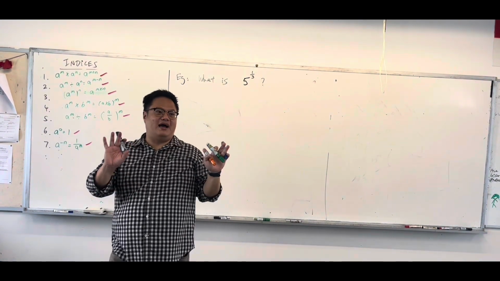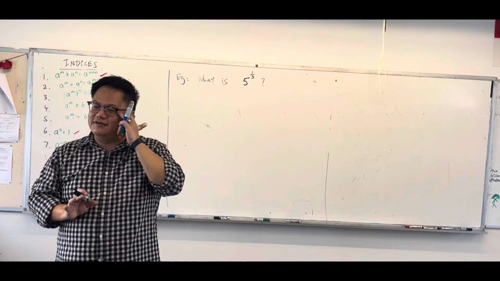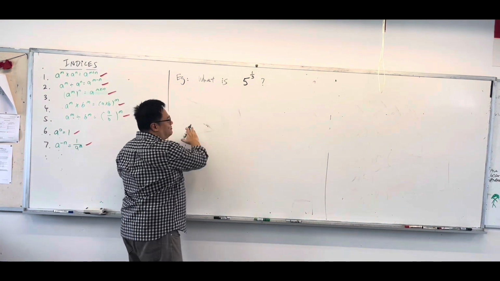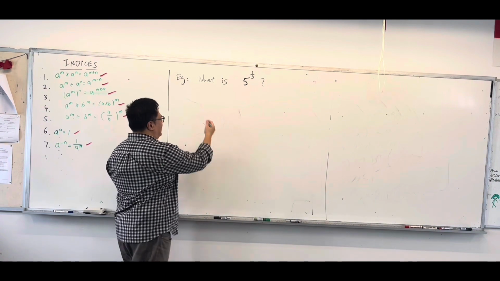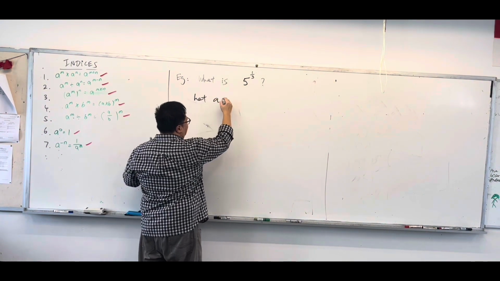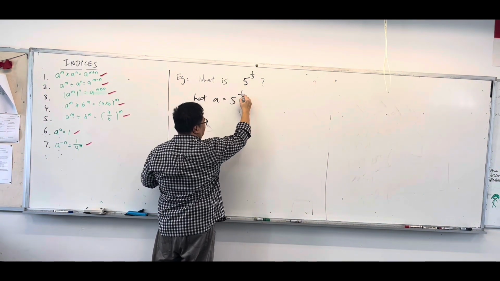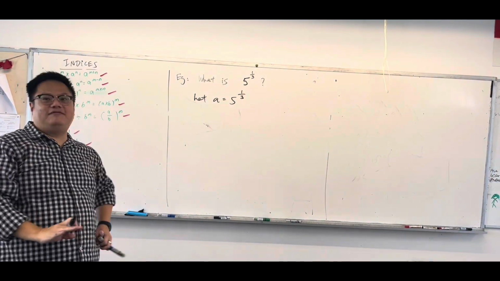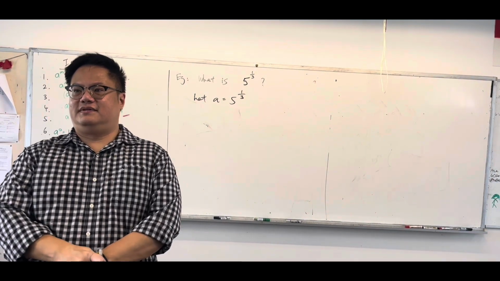Okay, wait, I'm going to guide you to it. This one is a bit difficult. Please pay attention. What is 5 to the power of 1/3 equals to? I don't know. Let's say A is 5 to the power of 1/3. Let's assume, is that okay? Let A be equals to 5 to the power of 1/3. Is that okay?